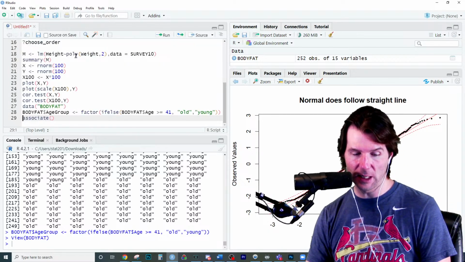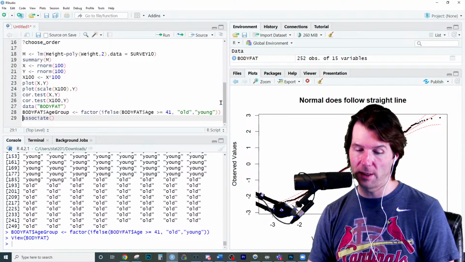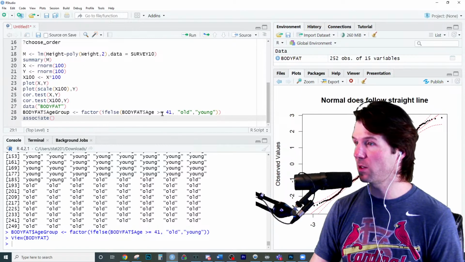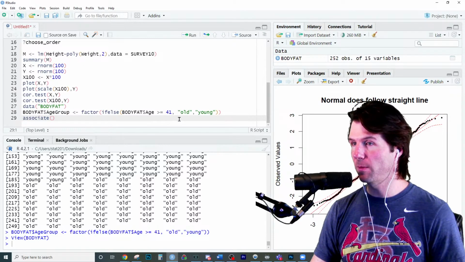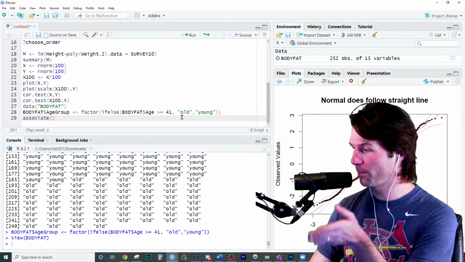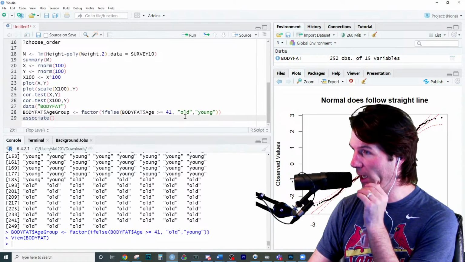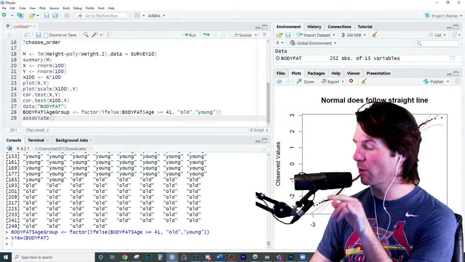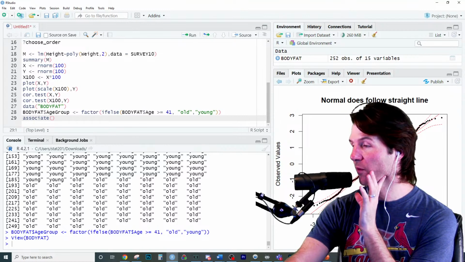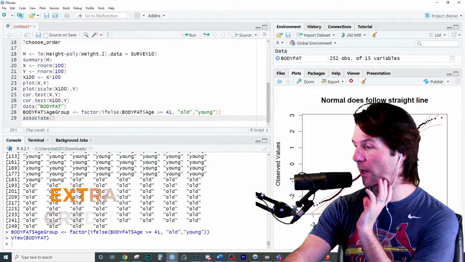So if you're wondering what my code did, I took the age someone was, and if somebody was 41 or older, they were old. Associated means if you know one variable, it tells you something about another. Chase, great work right there.